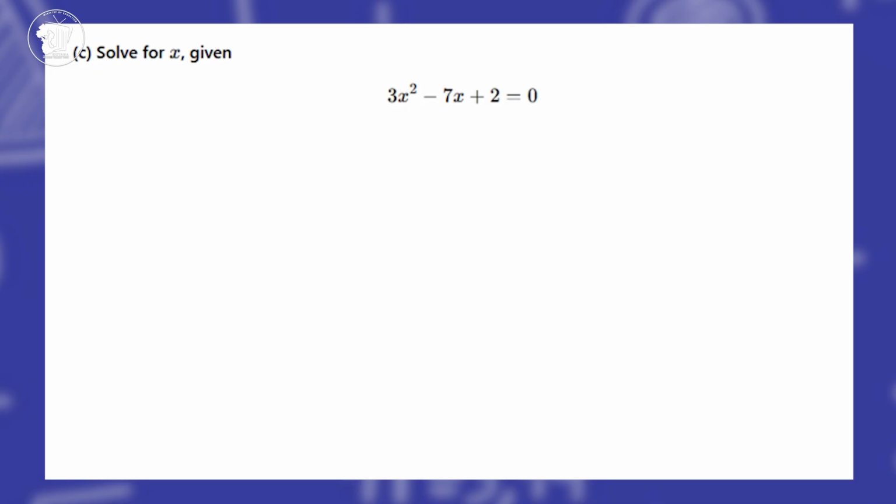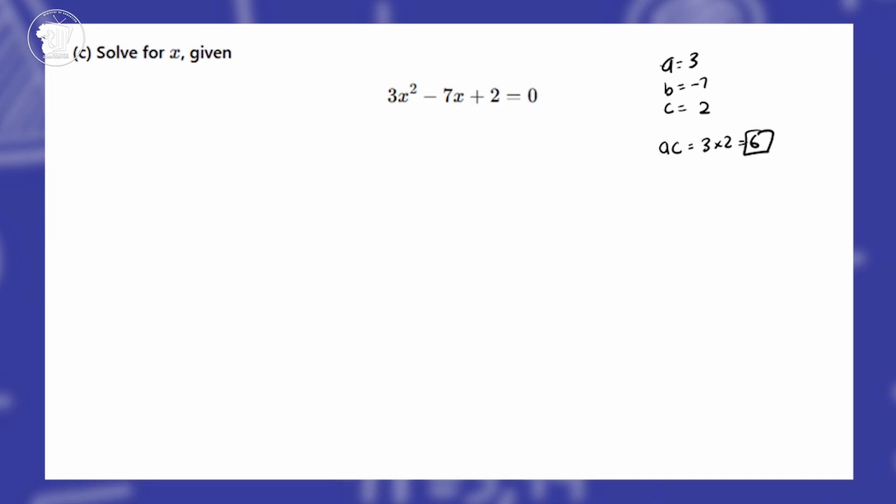So let's use the AC method. In order for us to use the AC method to factorize this, we must first identify what is A, what is B, and what is C. So we see A is equal to 3, B is equal to negative 7, and C is equal to 2. Now you multiply A by C, which will be 3 by 2, which will be 6. So AC is equal to 6.